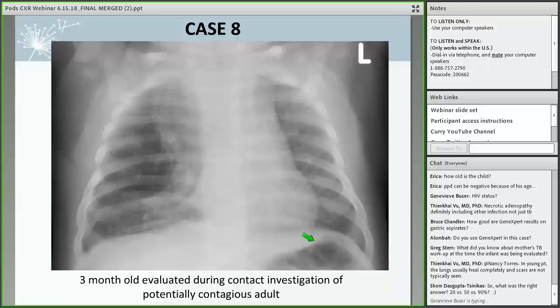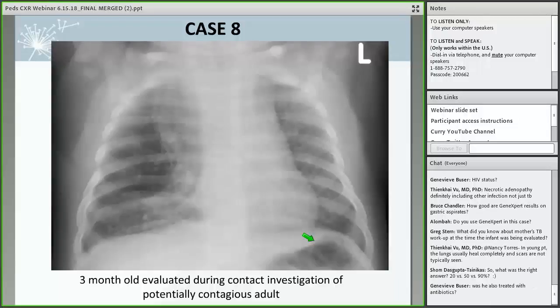Okay, so someone says, what was the right answer? 20 versus 50 versus 90? I think probably 50%. 50% chance in the beginning. All right, we are on to case number 8.